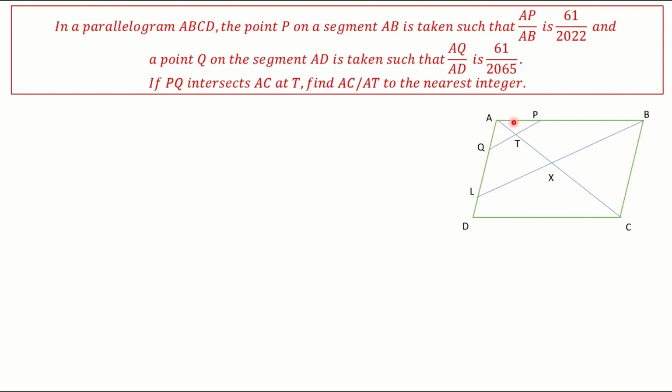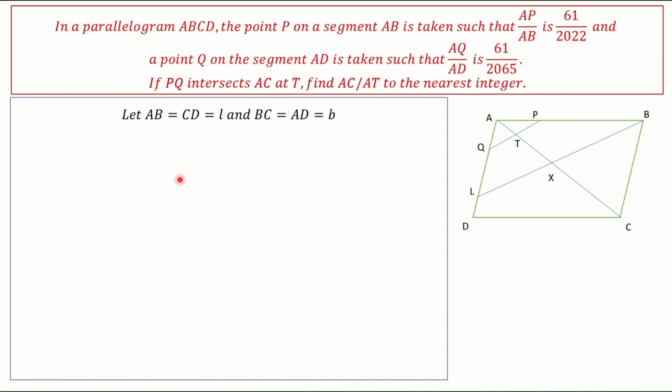Okay, now AP by AB is given and AQ by AD is given. Okay, now PQ intersects AC at T. Now he's asking what is the value of AC by AT. Okay, this is what you should find out. AC, that is diagonal, by AT.